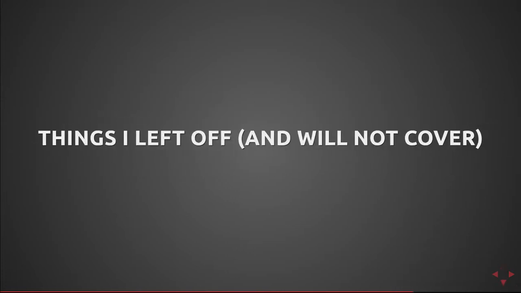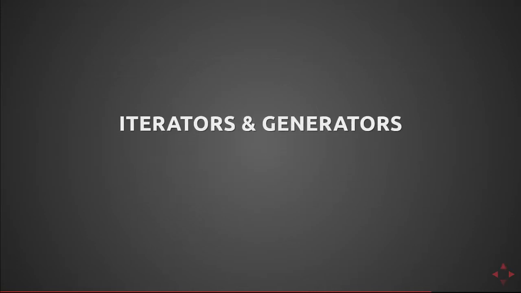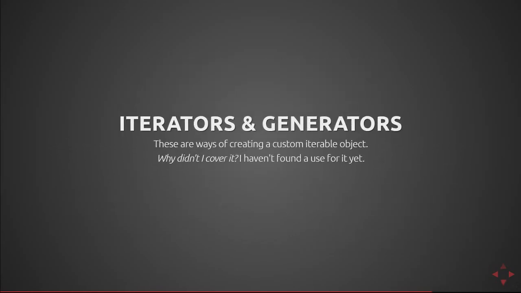Next, we will cover the things that I left off and will not go into detail about. The reason for this is I don't find a lot of these useful or haven't used them in my day-to-day. If you're curious about them, feel free to check them out on Google. So iterators and generators are ways of creating a custom iterable object. I didn't cover these because I haven't found a use for them yet. The common scenario that they use as an example is a Fibonacci sequence, and to be honest, I don't use that in my day-to-day.